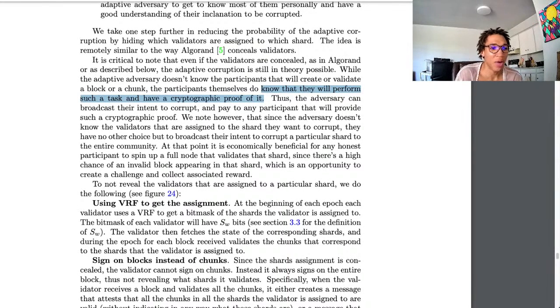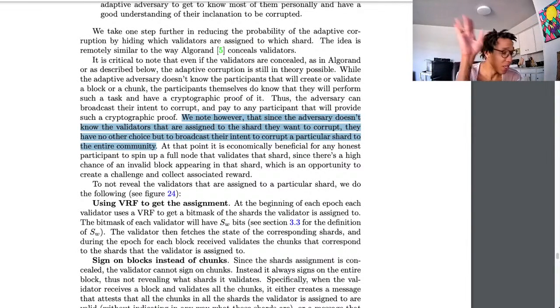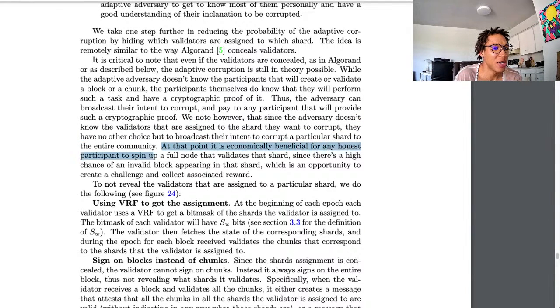This just seems like, okay, but if you knew there was a small subset of people who were willing to get paid to just sign for whatever, anyways, we'll keep going. At that point, it is economically beneficial for any honest participant to spin up a full node that validates that shard, since there's a high chance of an invalid block appearing in that shard. That doesn't make any sense. Okay, sorry, keep going. Which is an opportunity to create a challenge and collect associated reward.